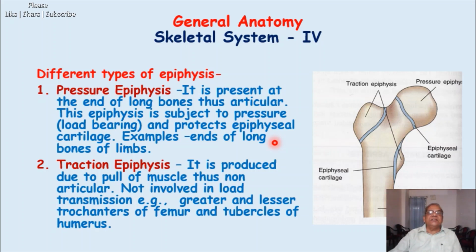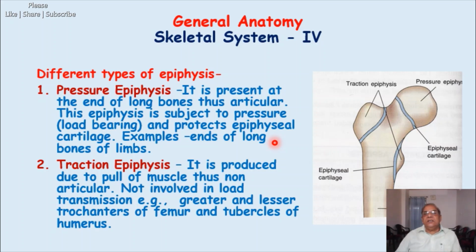Now the examples of the pressure epiphyses are the long bones in limbs. So the upper end of the humerus, lower end of the humerus, of the femur, of the tibia, of the ulna and radius, all the upper ends, they are the examples where secondary centers develop at the end. They are the examples of the pressure epiphyses.